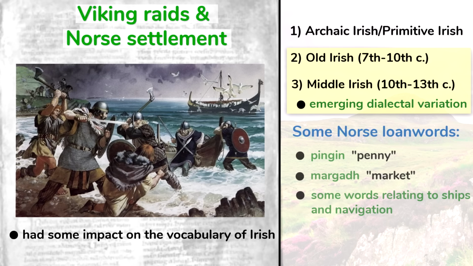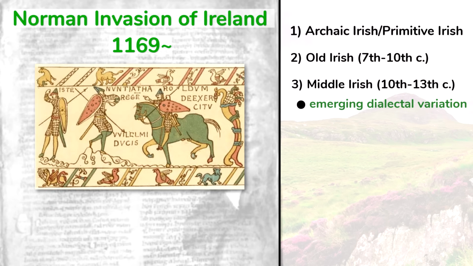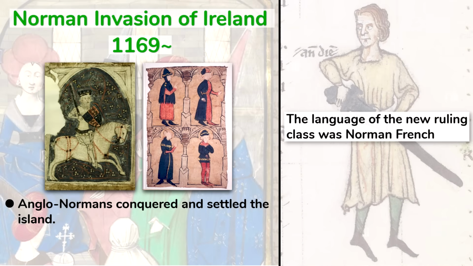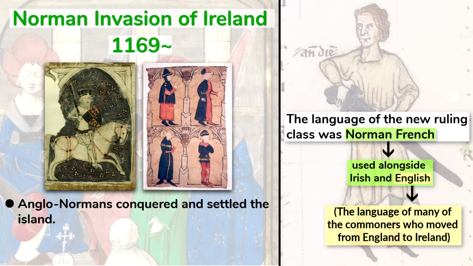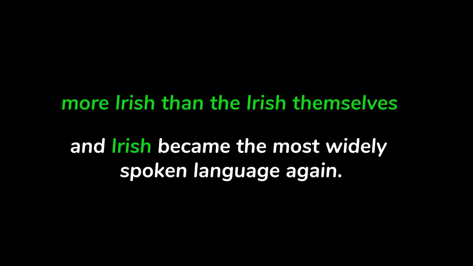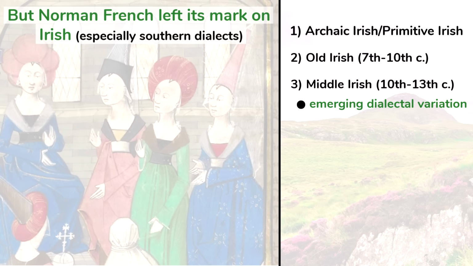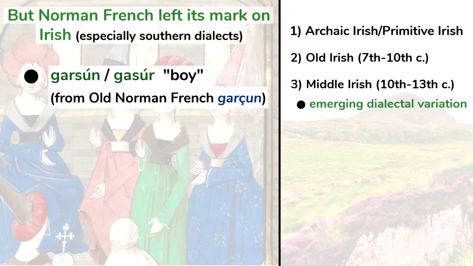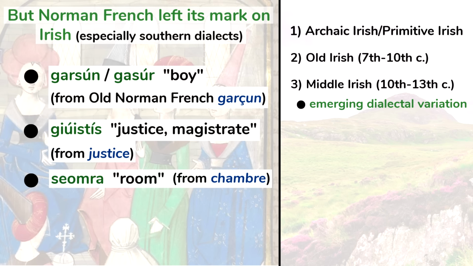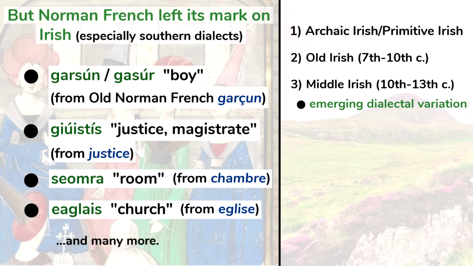In the late 12th century, the Norman invasion of Ireland took place, when Anglo-Normans conquered and settled the land. The language of the new ruling class was Norman French, which was used alongside Irish and English, the language of many of the commoners who moved from England to Ireland during that time. In large part, they were eventually assimilated and became more Irish than the Irish themselves, and Irish became the most widely spoken language again. But Norman French left its mark on Irish, in some dialects more than others. Loanwords from Norman French include Garsoon, meaning boy, Giustish, meaning justice, Shomara, meaning room, Aglish, meaning church, and many more.